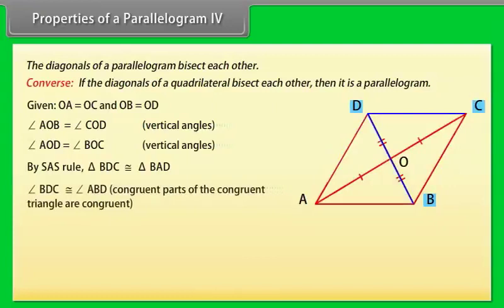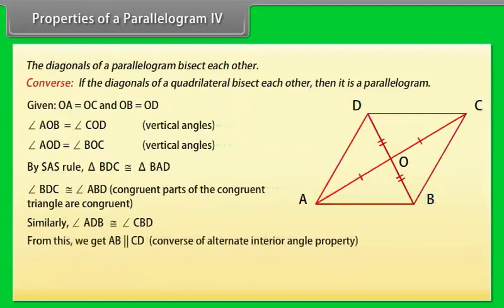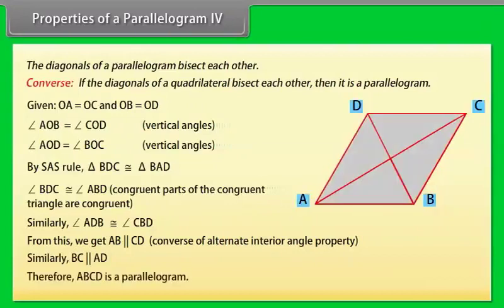So, by SAS rule, triangle BDC is congruent to triangle BAD. Therefore, angle BDC is congruent to angle ABD, congruent parts of congruent triangles are congruent. Similarly, angle ADB is congruent to angle CBD. From this we get AB is parallel to CD. Similarly, BC is parallel to AD, using converse of alternate interior angle property. Therefore, ABCD is a parallelogram.